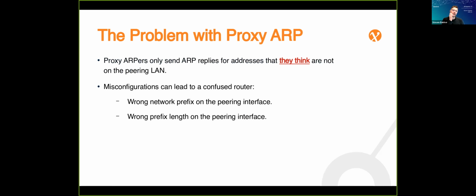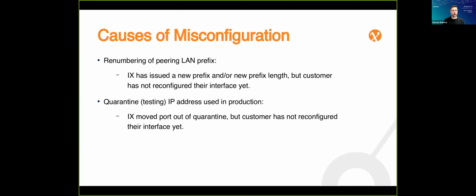And that's because misconfigurations can lead to a confused router. So if you have the wrong network prefix on your peering interface or the wrong prefix length on the peering interface, and you have enabled proxy ARP, you may in fact start to answer for addresses on the peering LAN. And if that happens, things can go very wrong.